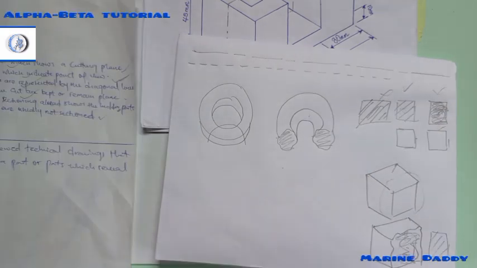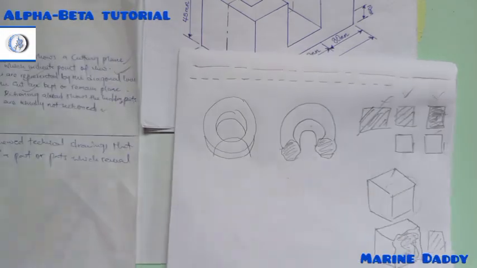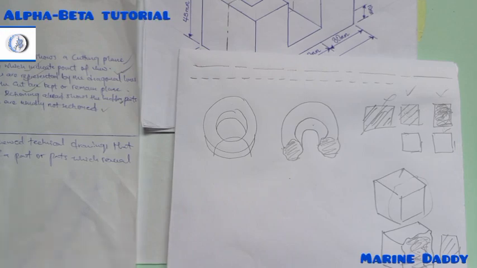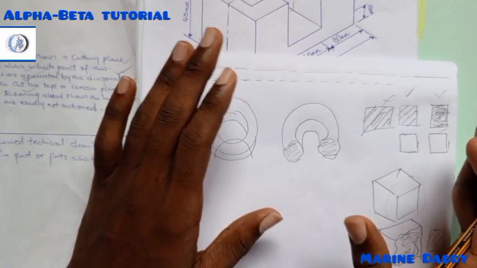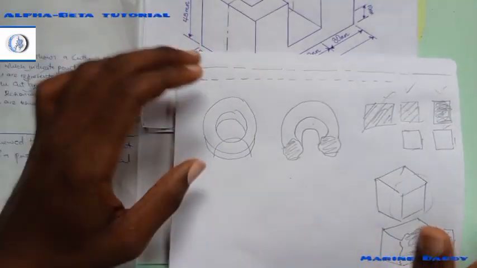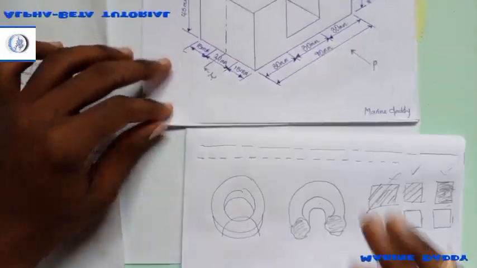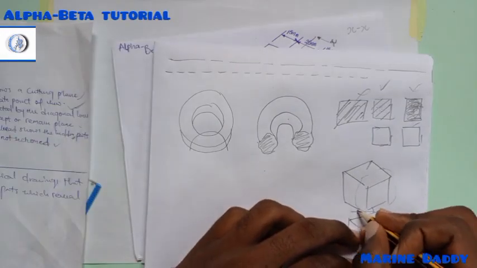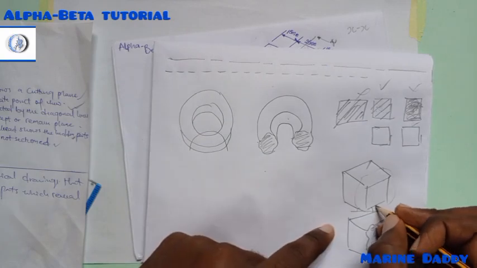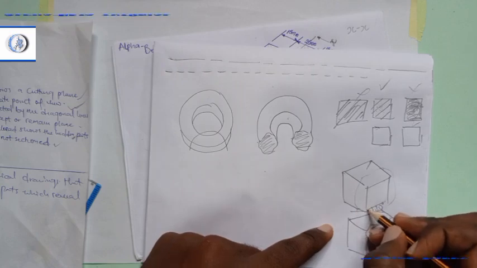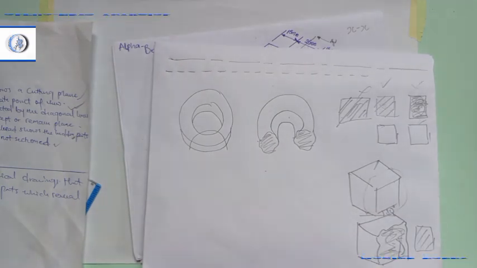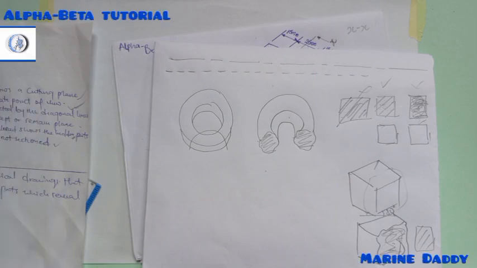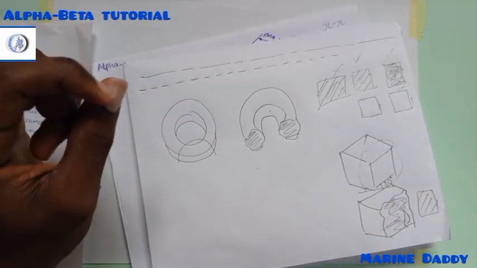Another rule you need to take into consideration is the arrangement, or should I say the positioning of a sectional view. Now, we know that this is an isometric drawing, right? Why do I know it's an isometric drawing? Because an isometric drawing is a kind of drawing which is drawn at an angle of 30 degrees to the horizontal. But a sectional drawing is drawn at an angle of 0 degrees to the horizontal.